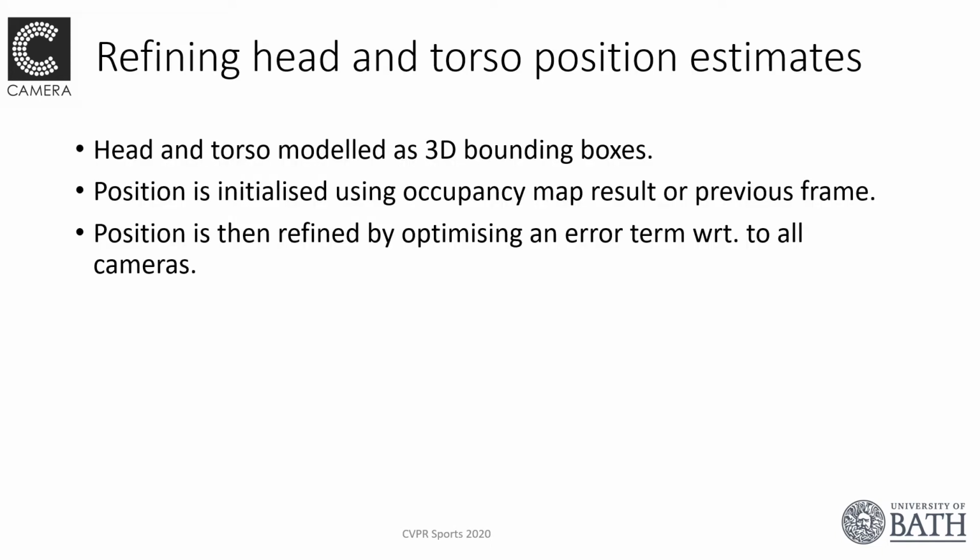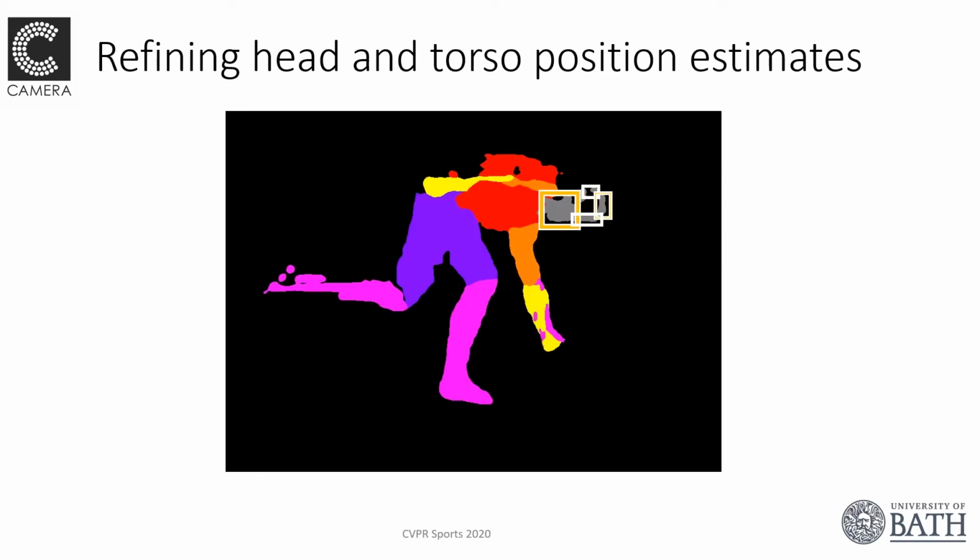The head and torso are modelled as 3D axis-aligned bounding boxes. Given an initial estimate of the position of the head or torso, the optimal position of the bounding box in 3D can be computed by minimizing an error term using information from all cameras. To make this as simple as possible, the error term is based only on the intersection of 2D bounding boxes and the distance between 2D bounding box centers.